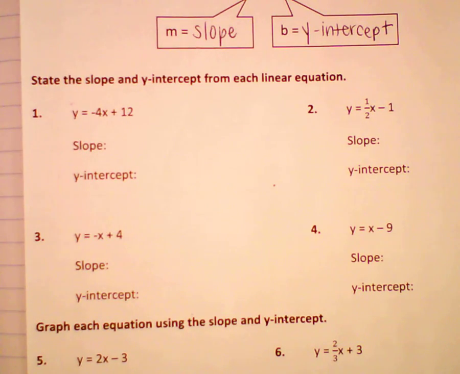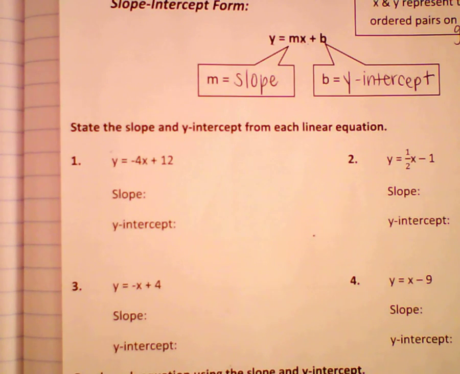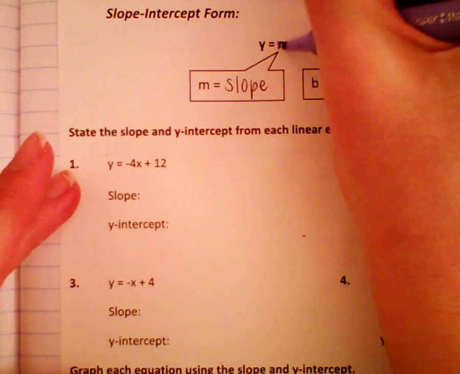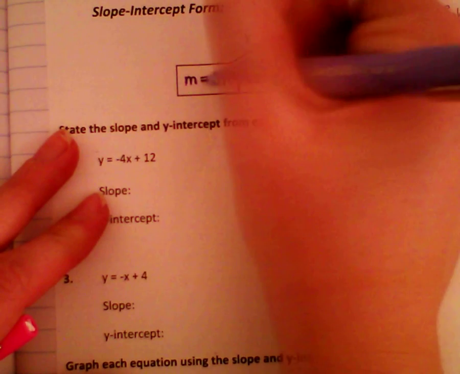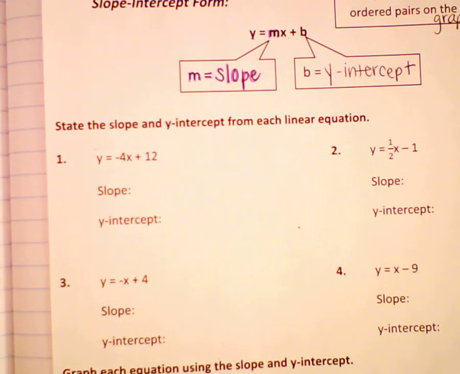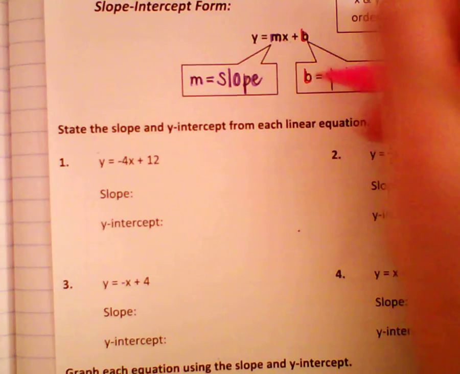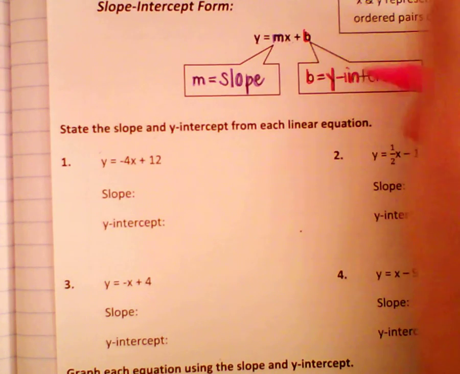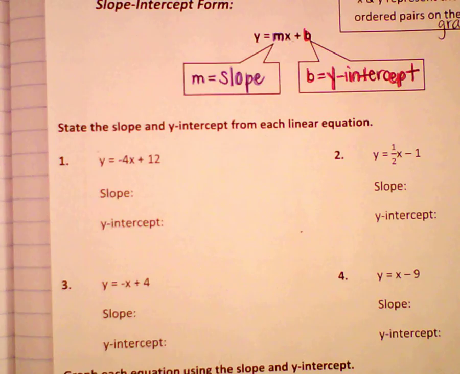Okay, so looking at the equations, I'm going to use colors because it helps me when I'm looking. If you have two different colors, feel free to use them. Anytime I see m, that coefficient of x, it's my slope. And anytime I see a plus or minus a number, that's my y-intercept, which I'm going to go over in pink here. So I'm going to look at the equations and identify which one is my slope and which one is my y-intercept.